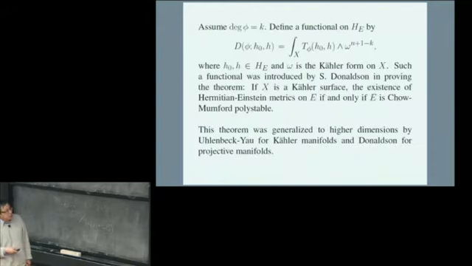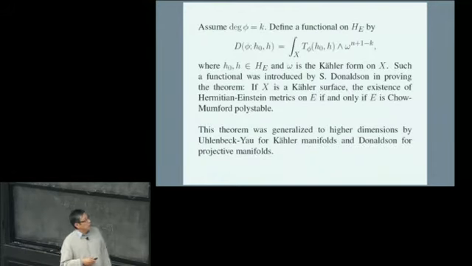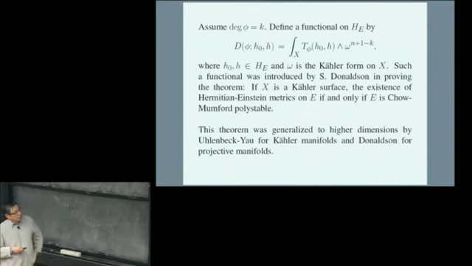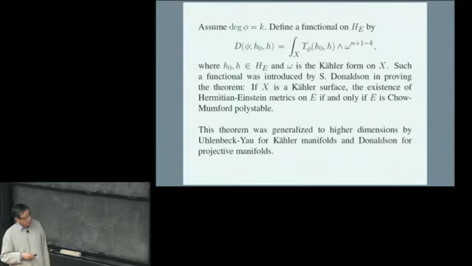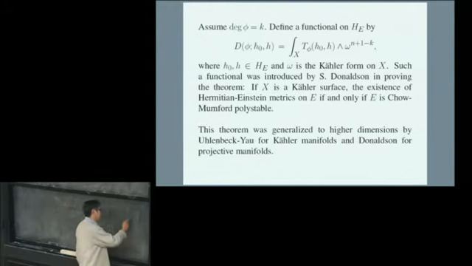Then we have this functional, which was first used by Simon Donaldson in proving the following theorem. He tried to extend the previous theorem on Riemann surfaces. So he proved on a Kähler surface that the existence of a Hermitian-Einstein metric on E is equivalent to E being stable. Actually, here it is probably Mumford stable, also called slope stable. But anyway, I don't want to go into that.